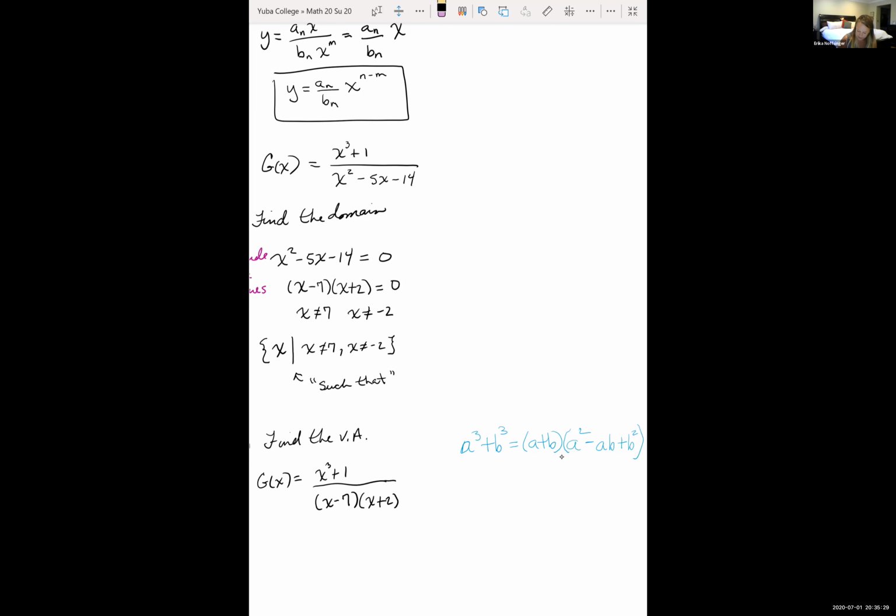If it had been a minus in between the cubes, the same sign would be in between, so this would be a minus b, times a squared, the square of the first term, always opposite sign, so plus ab, and always positive, plus b squared.